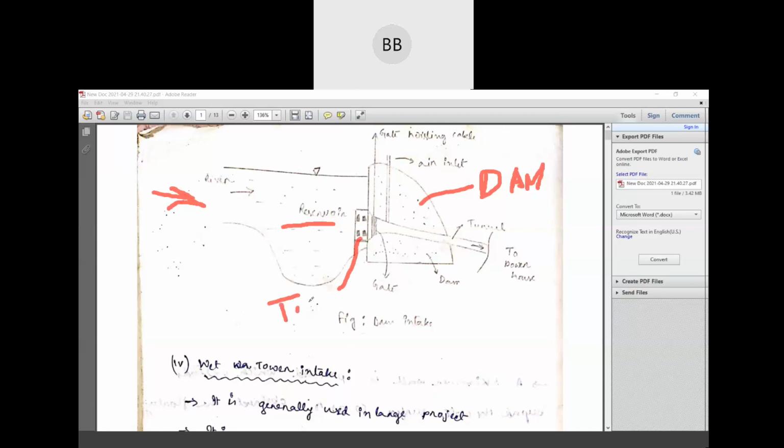And what is a trash rack? We have already discussed it in the last class. And then we have the gate hoisting cable. I think you have seen this kind of arrangement where on the top of the dam there is a wheel connected by a cable. By rotating the wheel, you can adjust the gate, opening or closing. On one side it is connected to the gate, on the other side it is connected with some load. I think you have seen it.